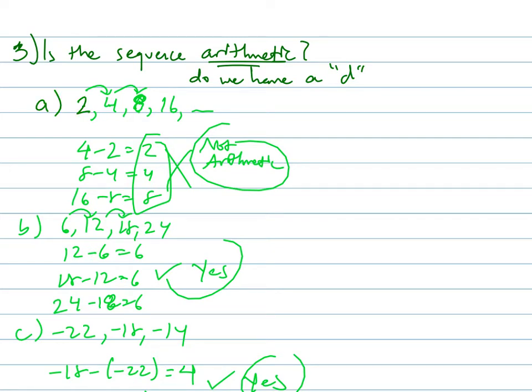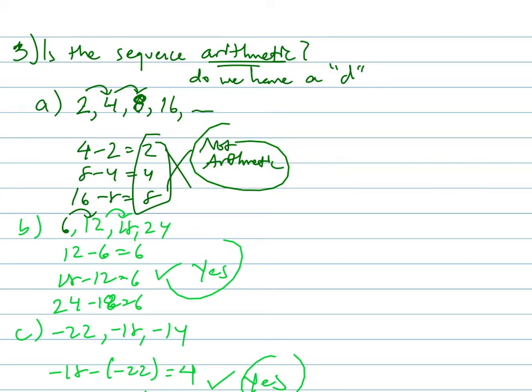2, 4, 8, 16, and so on. Well, let's just check. One way is to look at it and see what you're adding, but the way I want to show you is to go backwards and subtract. 4 minus 2 is 2, 8 minus 4 is 4, 16 minus 8 is 8. We can see clearly that these are not the same numbers, so no, it's not arithmetic.